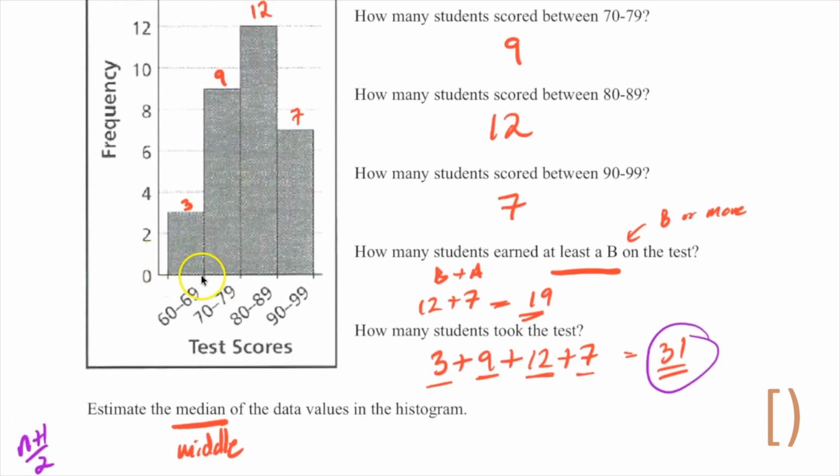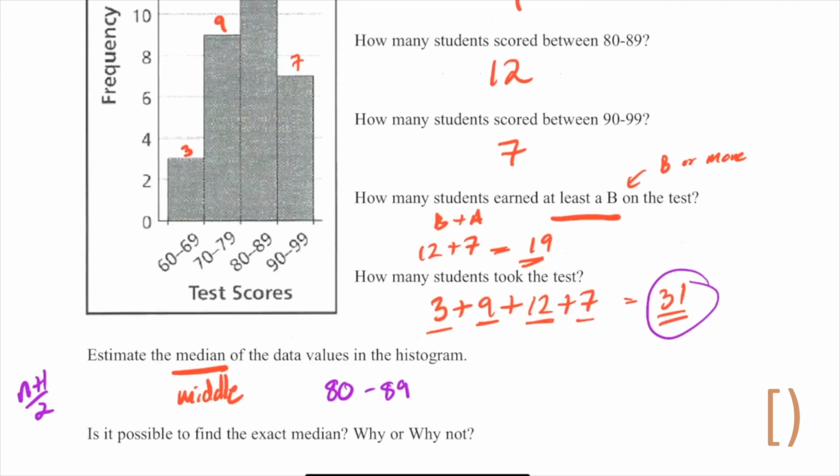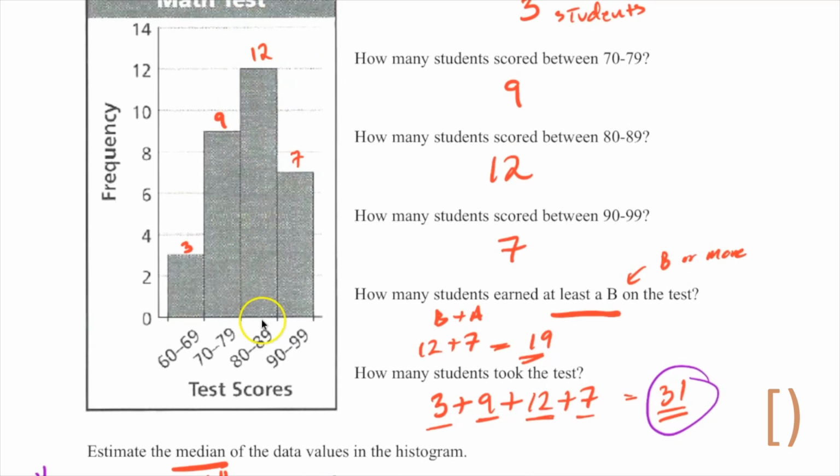So we have 3 plus another 9 is 12. So 15 actually falls within here. So my median would be about 80 to 89. Like that. So where's about the middle of the data? The middle of the data falls around here.